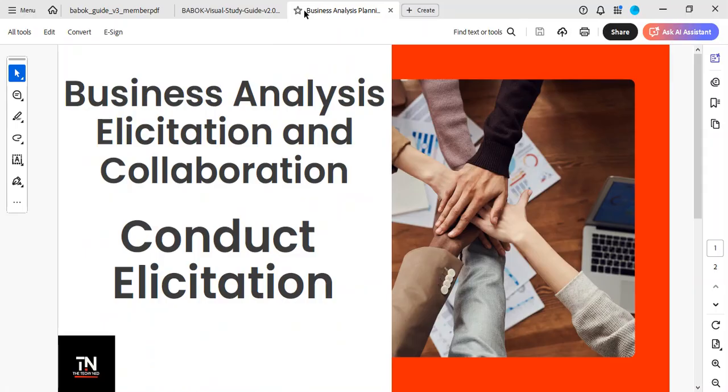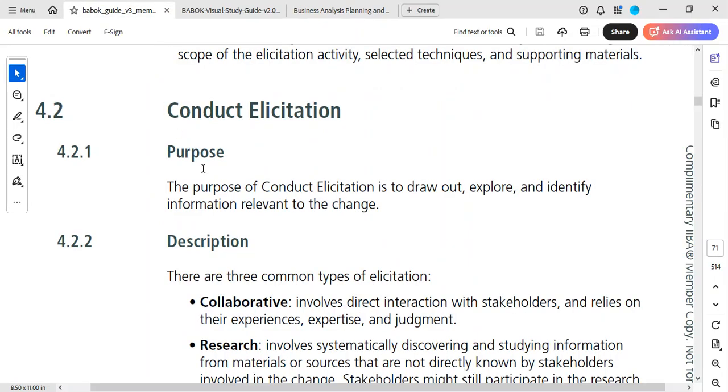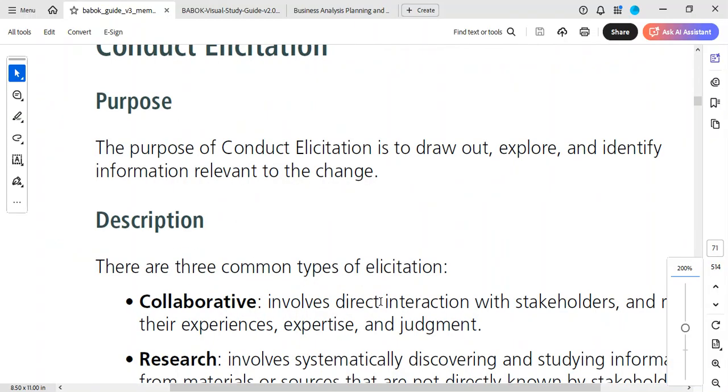Okay, so for your business analysis, elicitation, and collaboration, that is your conduct elicitation. The outline would be the purpose, the description, the input, the element, guidelines and tools, techniques, stakeholders, and output. Now, let us go right into it. So, conduct elicitation. Let's see here.